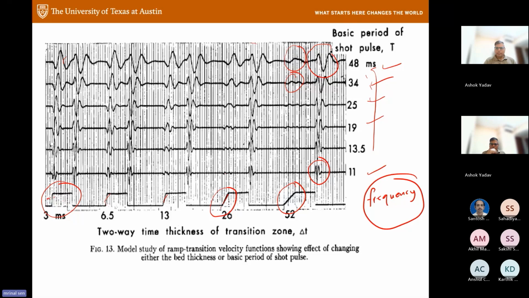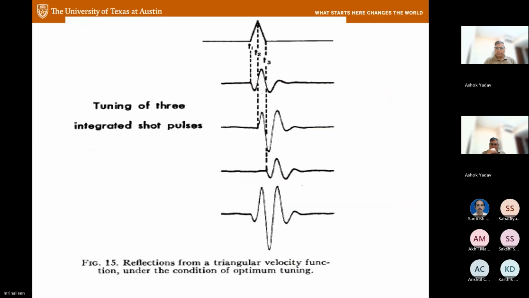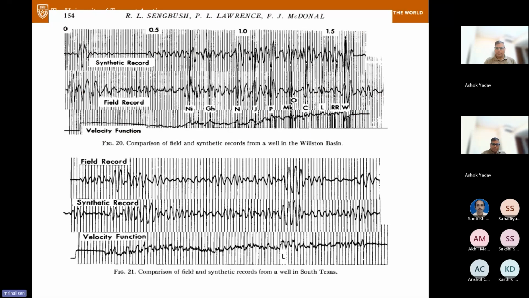So this is one of my favorite papers, and this shows you the same thing, but with the tuning. And back in 1961, these authors generated synthetic seismograms. This is the field record, and this is your synthetic record.